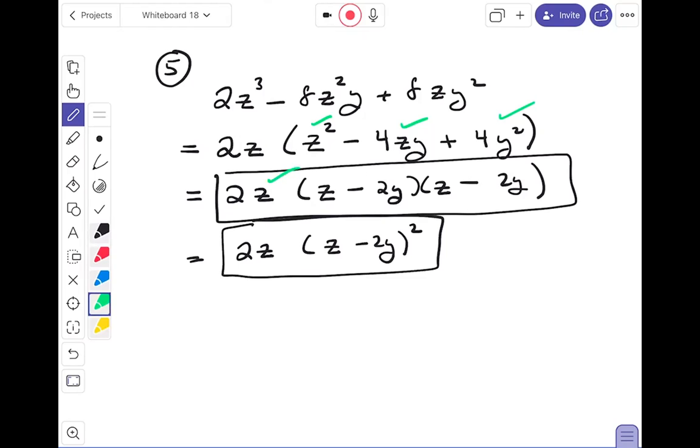And what am I saying? 2z minus 2y, z minus 2y. 2z, 2 factors of z minus 2y. All right, let's go to number 6.